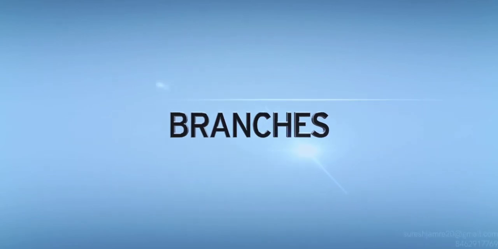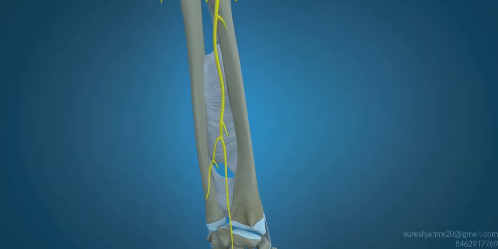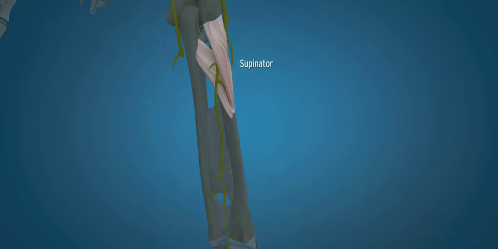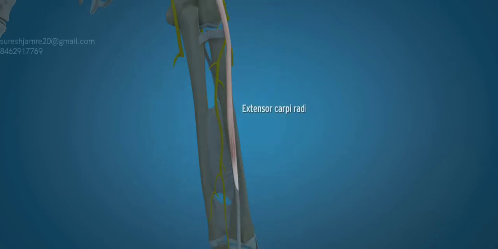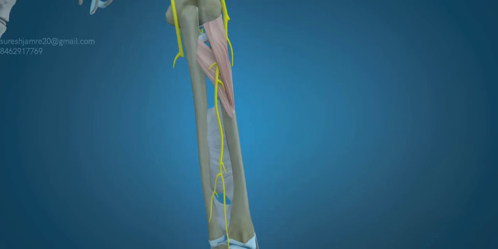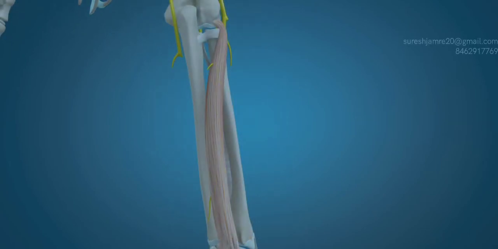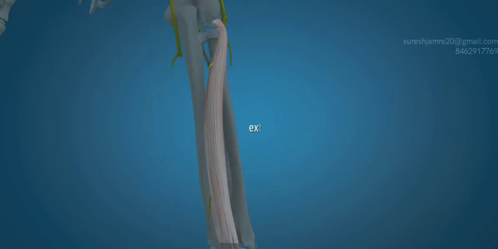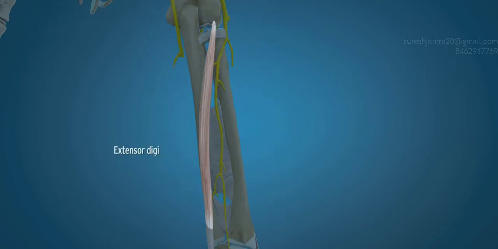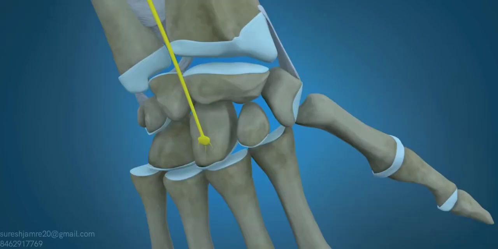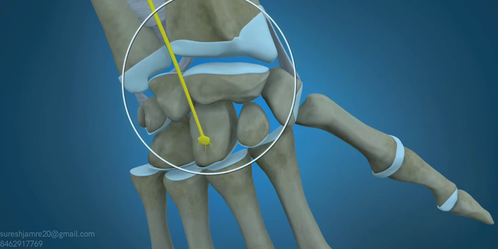Branches. Muscular branches: before piercing supinator, it gives branches to extensor carpi radialis brevis and supinator. Gives an additional branch to supinator while passing through the muscle. While in the posterior compartment, it supplies extensor digitorum, extensor digiti minimi, and extensor carpi ulnaris and all deep extensors. Articular branches to wrist joint, distal radio-ulnar joint, and carpal joints.